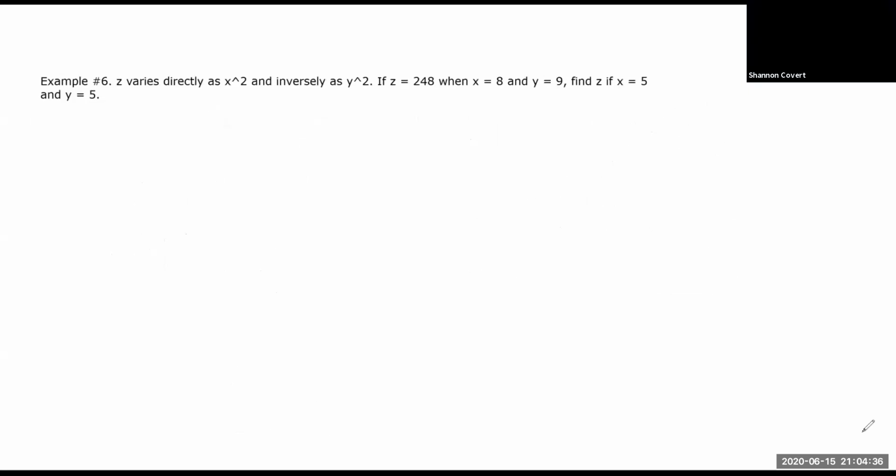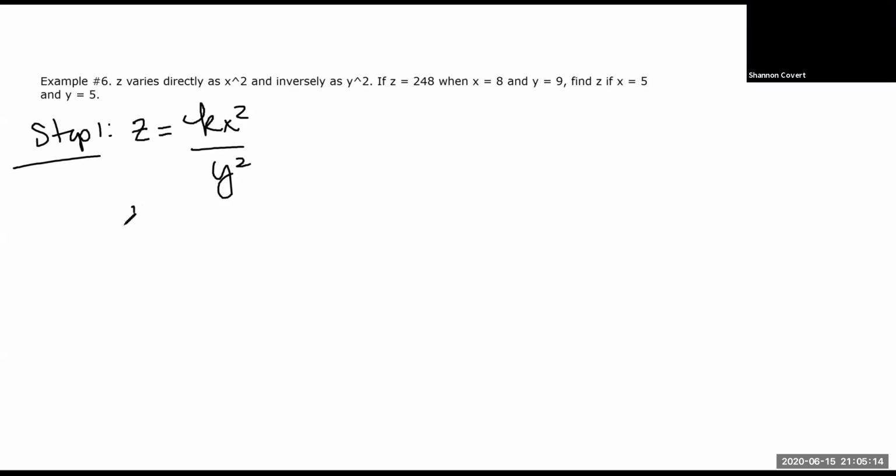Example 6, z varies directly as x squared and inversely as y squared. If z equals 248 when x equals 8 and y equals 9, find z if x equals 5 and y equals 5. Step 1, write my formula. Z equals kx squared over y squared. Z varies directly as x squared. Z equals kx squared and inversely is y squared. So kx squared over y squared.